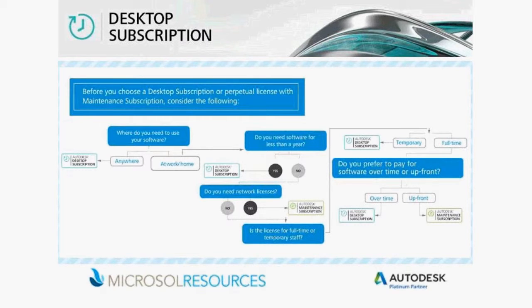If you need the software for less than a year, well, there is no perpetual license on desktop subscription that probably makes sense for less than a year. So that's a very good reason why you should be pricing out Autodesk desktop subscription. Is this license for temporary staff? If it is for temporary staff, another very good choice to consider would be desktop subscription over perpetual licenses. And sometimes even if you plan on using this software long term, you might have cash flow issues where coming up with several $1,000s to purchase the software as perpetual licenses isn't an option.